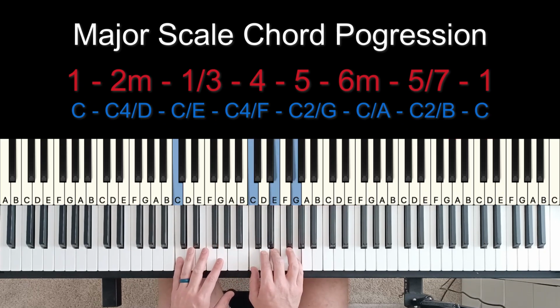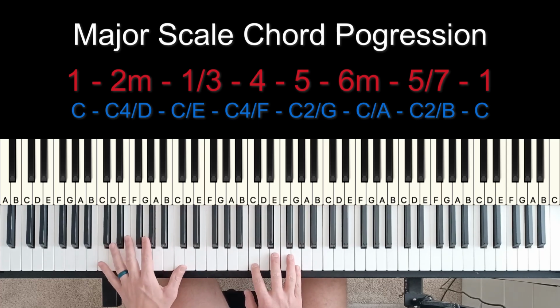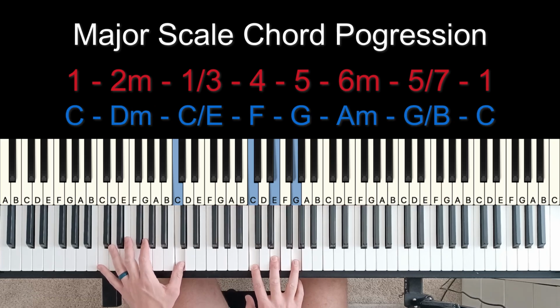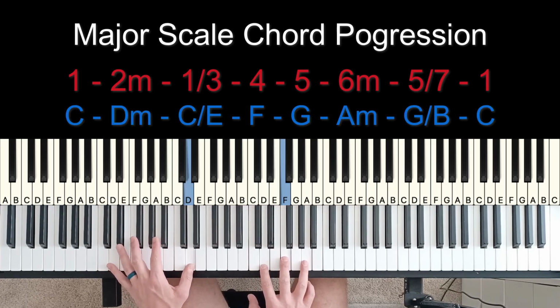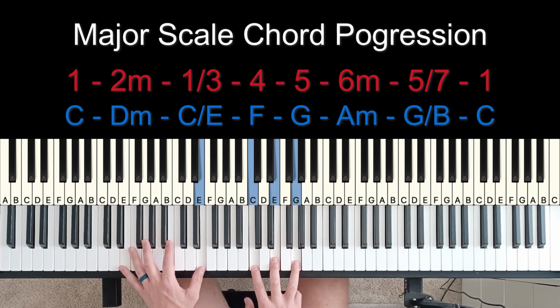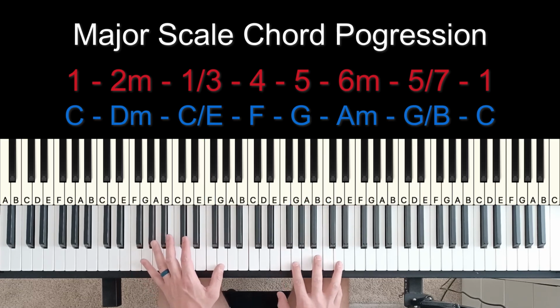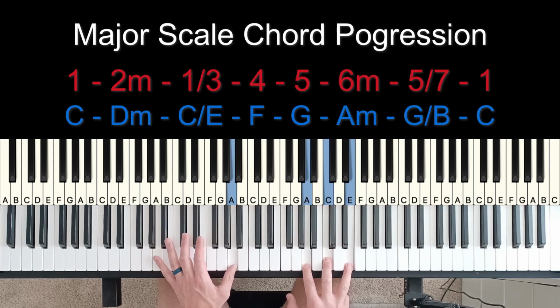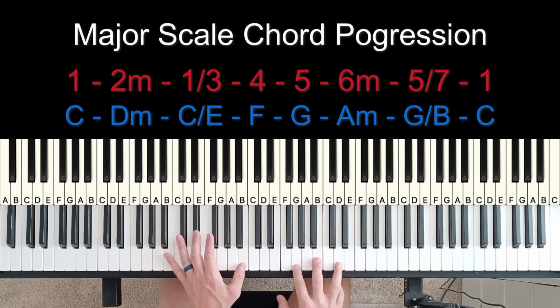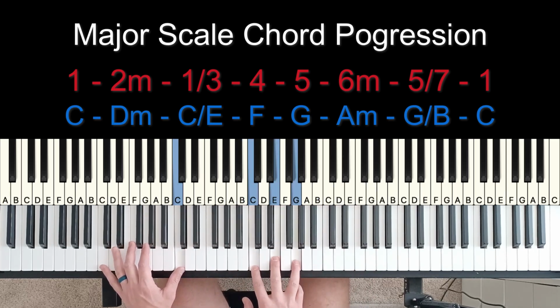And the reason we're using that is most worship songs follow this major scale chord progression. If we look at the way it's typically played, it's a C or a 1, and then a 2 minor, and then a 1 over 3, which would be C over E, and then a 4, which is an F, and then a 5, which is a G, and then a 6 minor, which would be an A minor, and then a 5 over 7, which is a G over B, and then you end on the 1, which is where we started.